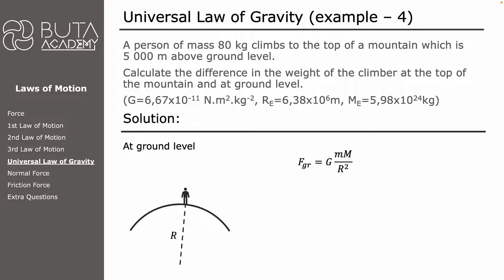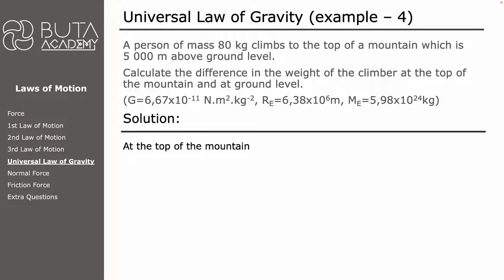The next step is making substitutions. Universal gravitational constant is 6.67 times 10 power to negative 11. Mass of the climber is 80 kgs. Mass of the Earth is 5.98 times 10 power to 24. And the radius of Earth is 6.38 times 10 power to 6. Weight of the climber on the ground level is 783.93 newtons.